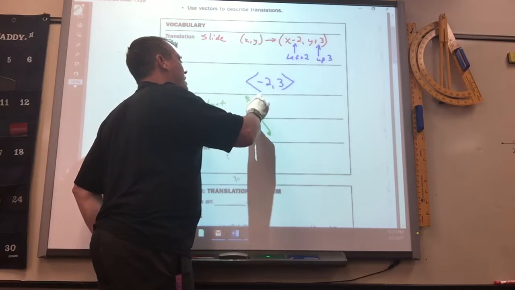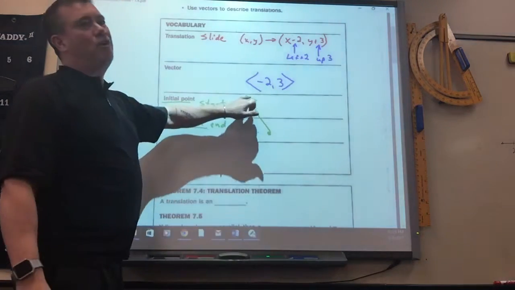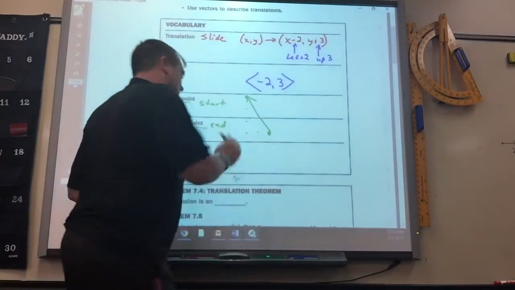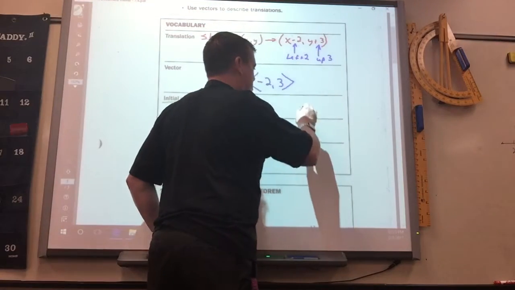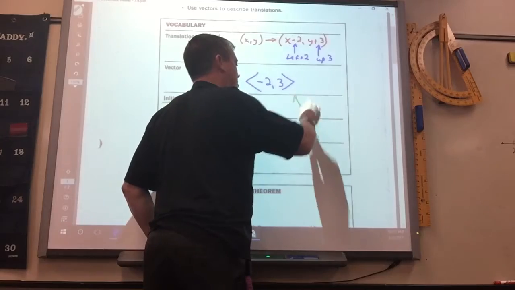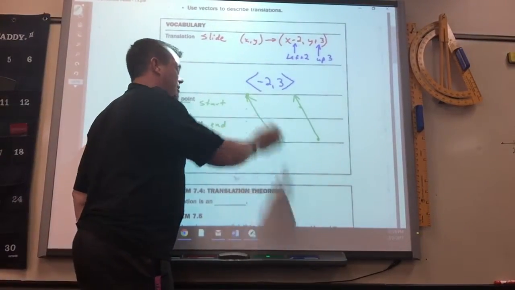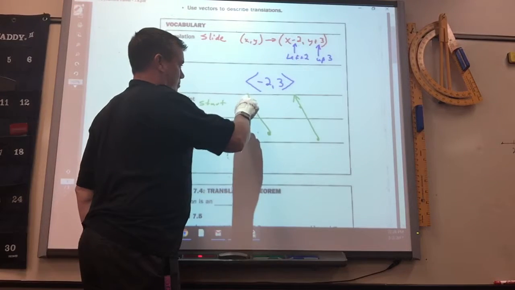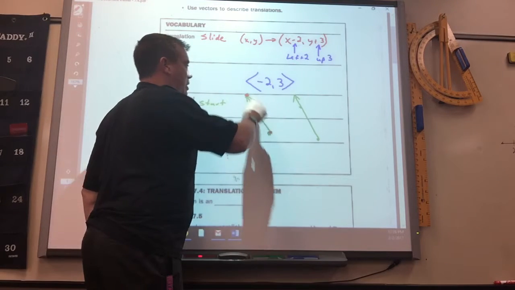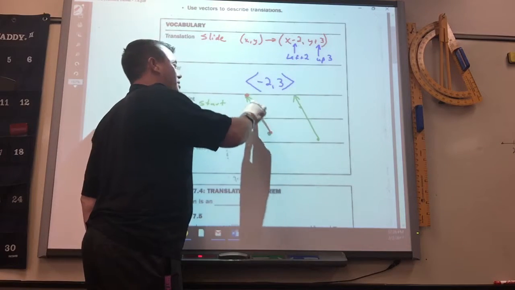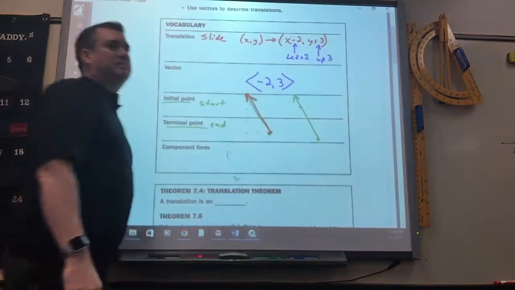So when you draw the vector, you put an arrow where you end. Now a lot of times people do this. If it's this point and this point, they'll go like this. It doesn't keep going. The arrow stops on the point. Okay, so you have your initial point, your terminal point, the vector is just like that.